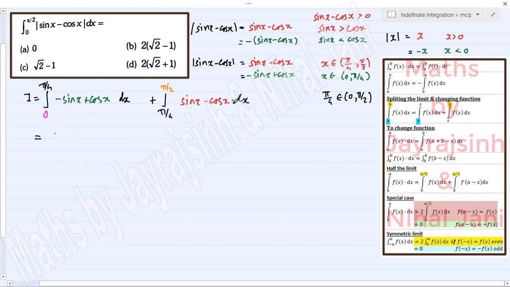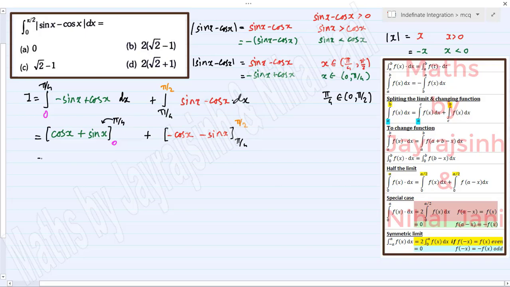So we are ready for integration. Integration of −sin x will be cos x, and integration of cos x will be sin x. Limit is from 0 to π/4, plus integration of sin x will be −cos x, minus sin x. Limit is from π/4 to π/2.